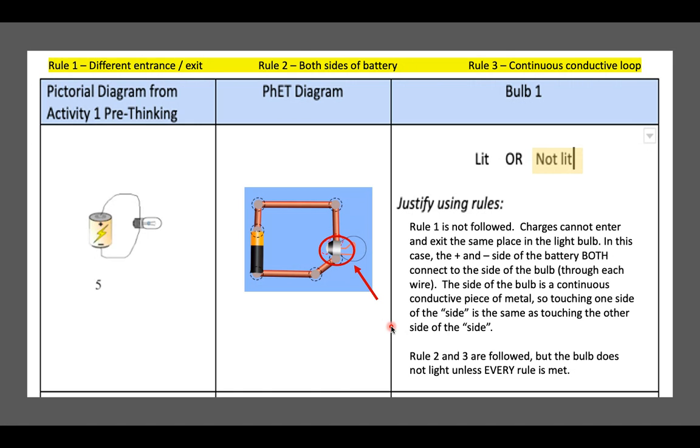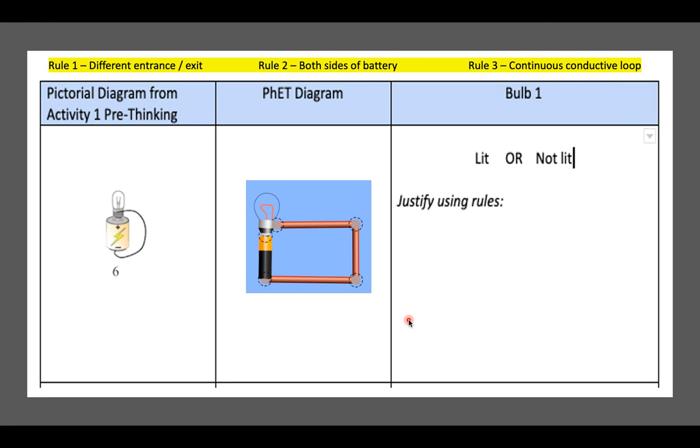It is similar to number 3, except instead of both wires touching the tip of the light bulb, they're both touching the side of the light bulb. Note that the side of a light bulb is a continuous conductive piece of metal. So if you're touching one side of the bulb, you're essentially touching the other side of the bulb. It's the same material. So again, even though rule 2 and 3 are followed, because you're not following all 3 rules, in particular rule 1, it does not work.